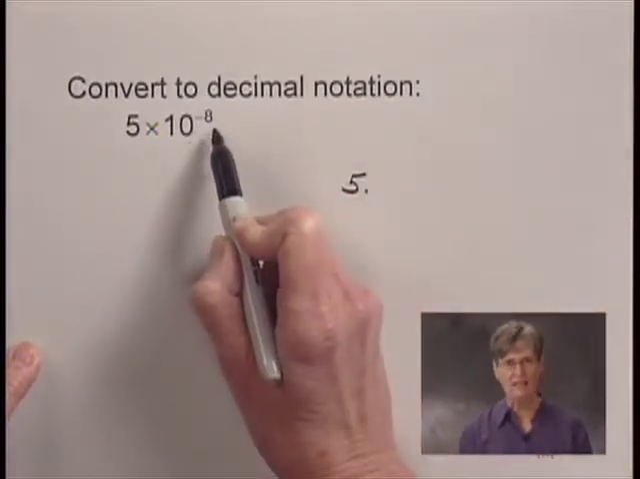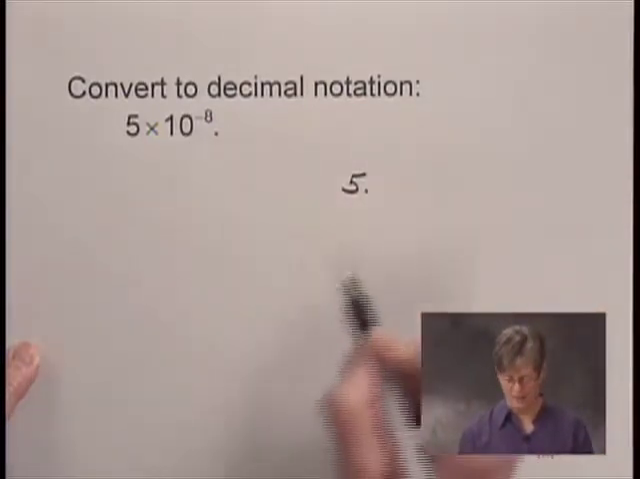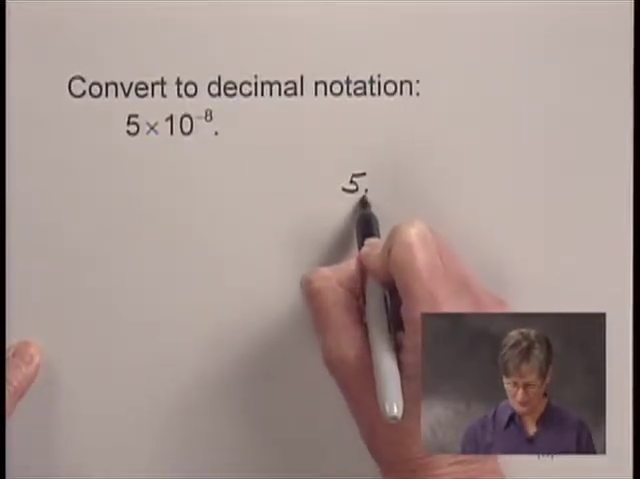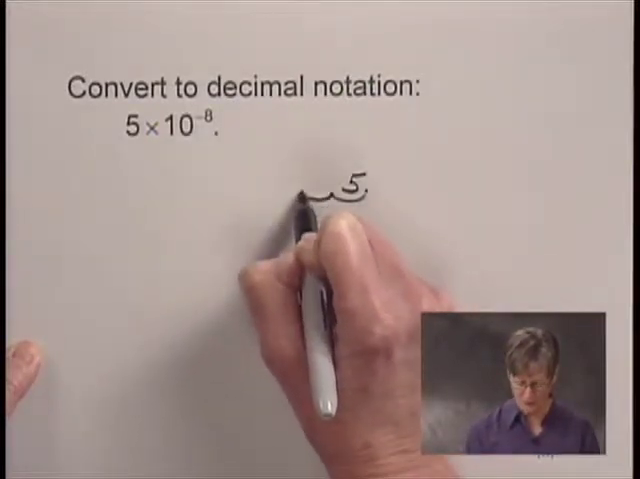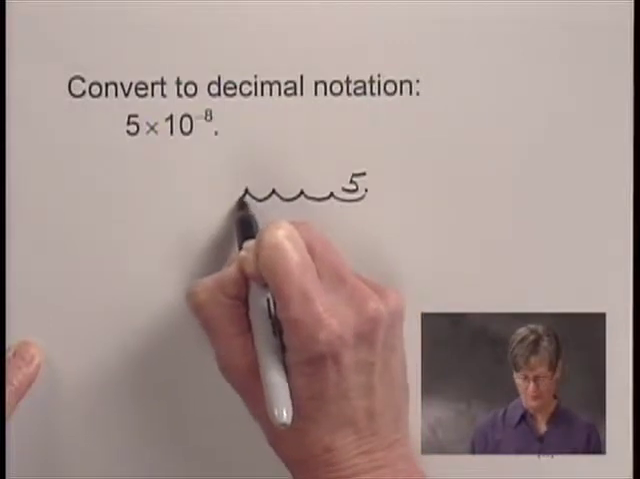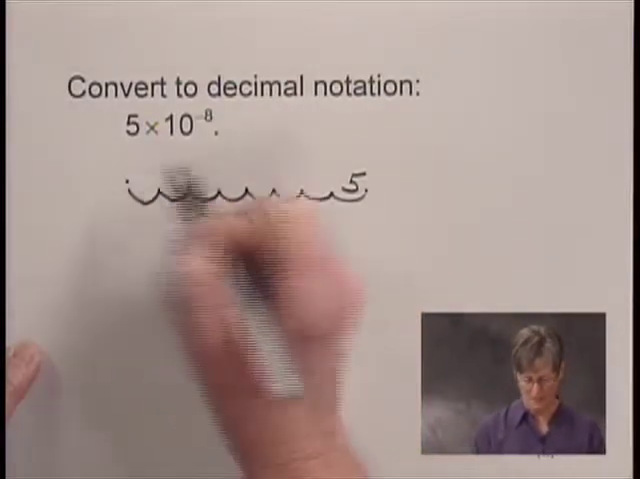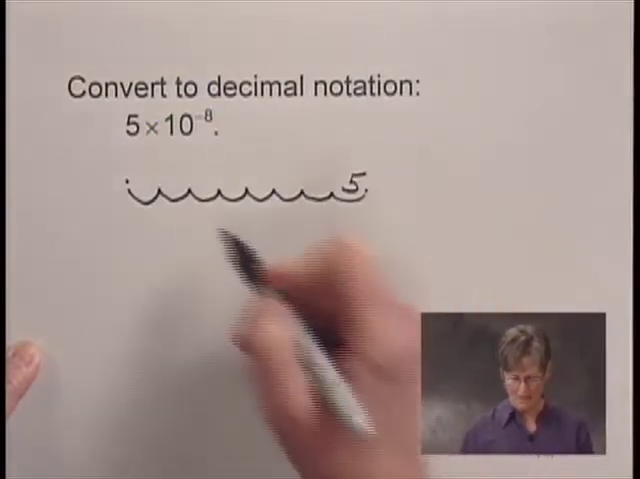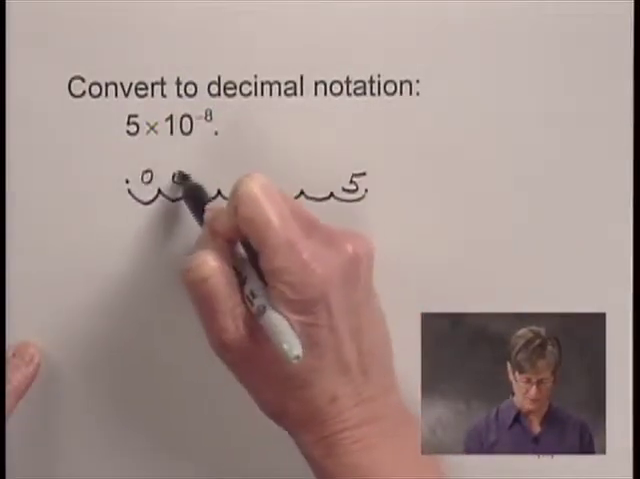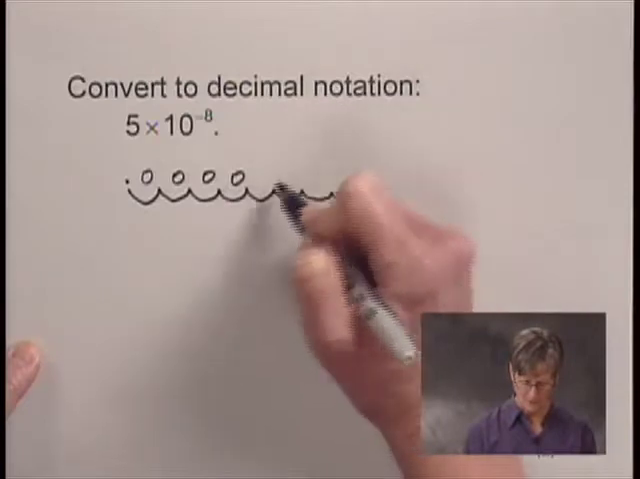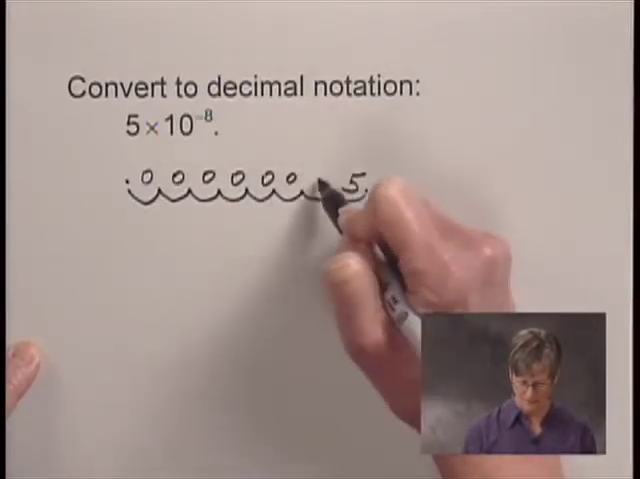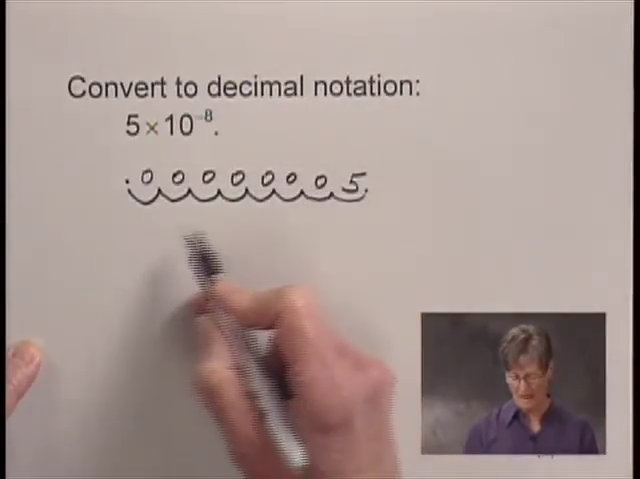The negative 8 tells us that we'll be moving 8 places to the left. So let's just start doing that. We'll move 1, 2, 3, 4, 5, 6, 7, 8 places, and we would place the decimal point here. And that tells us that we need to write some zeros. We need 7 of them. And now we have the conversion.